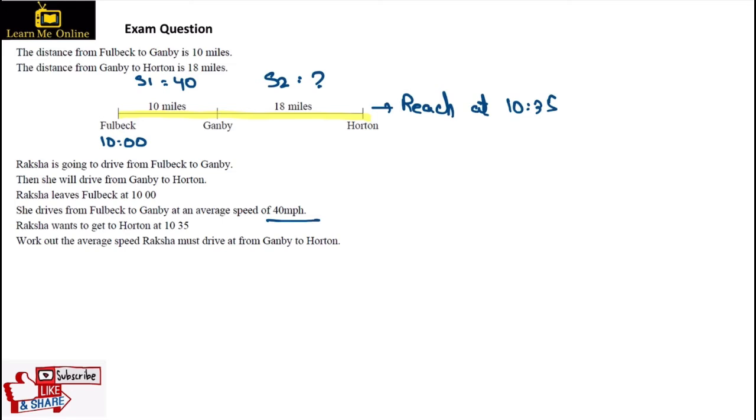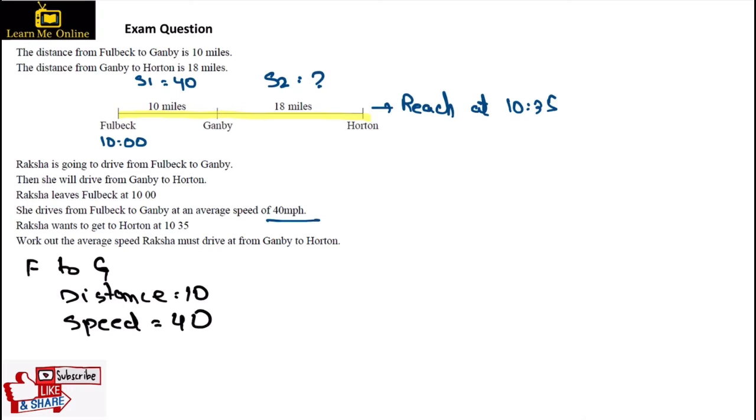We know the distance, which is 10 miles. So I'm going to just take the first part, starting from Fullback to Ganby. So I'm writing down F to G, and writing down all the information from here. The distance is 10 miles. Then we see that the speed is 40.